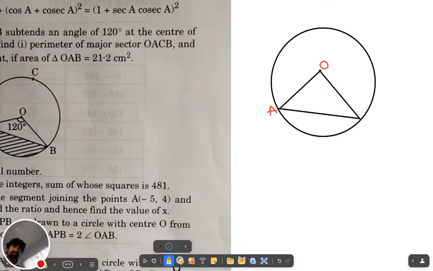OA, OB, and this AB is making 120 degrees at the center. And the point on the circle is C. Now we have to find the area of the shaded region. So this part.